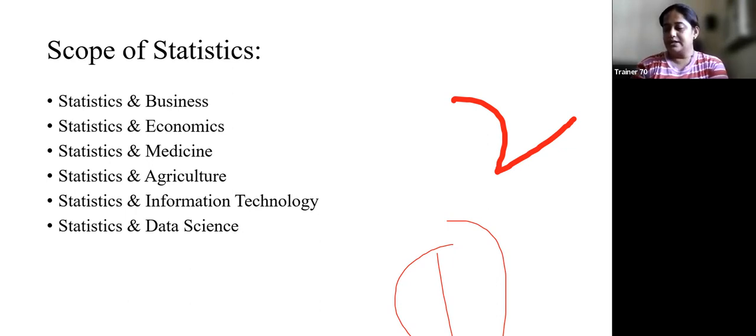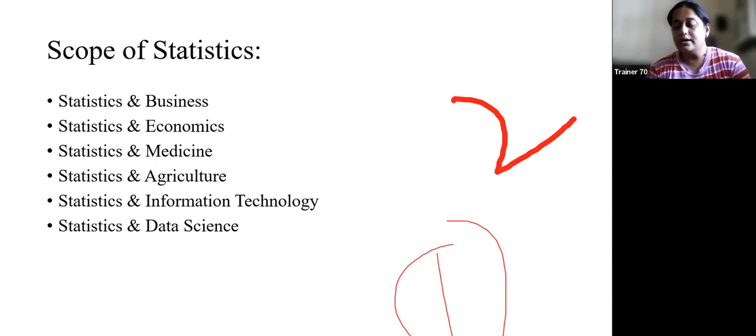Then we have statistics and agriculture. There are professionals called agricultural scientists. So they use statistics to conduct experiments and make inferences. Inferences means result, to give a result about which crop, to decide which crop will give better yield on a particular land or with the help of a particular fertilizer.